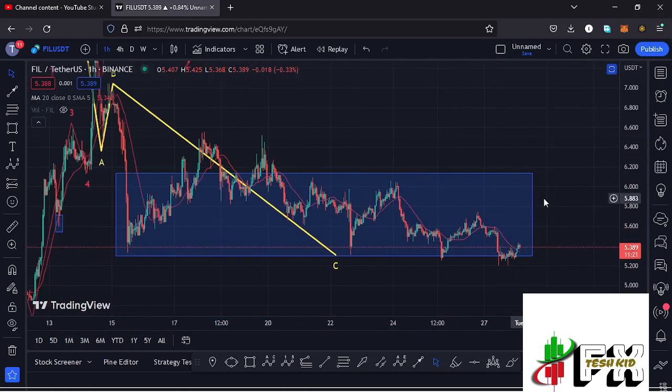And you can see at the time of this recording we have fully maximized this blue target area, meaning there are high chances that we have now bottomed out in the formation of this wave 2, and Filecoin is now ready to start the impulsive wave to the upside in the formation of that wave 3.